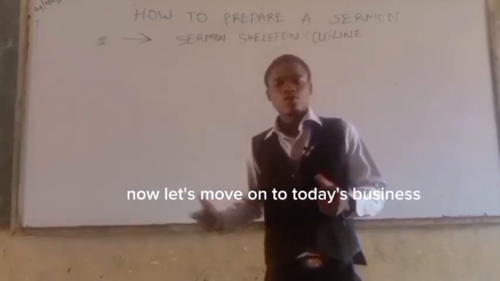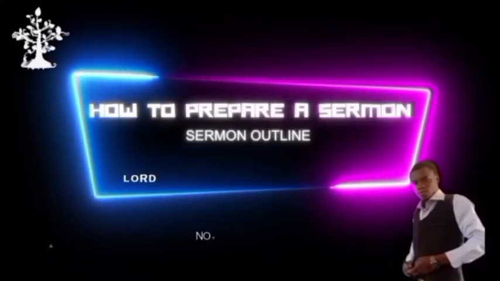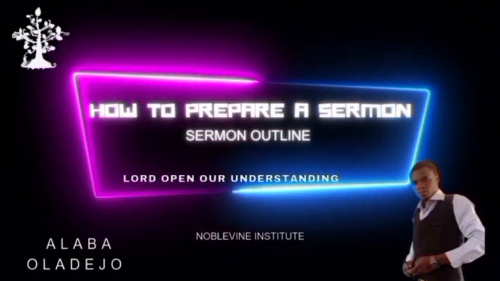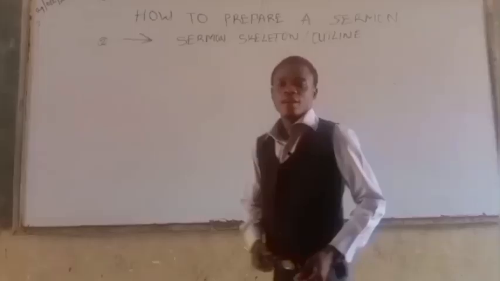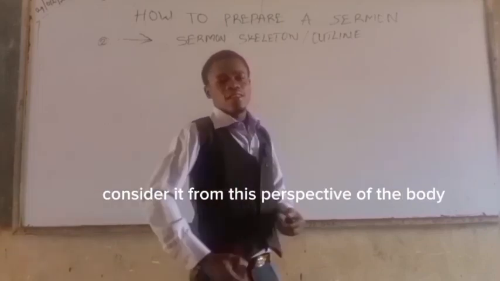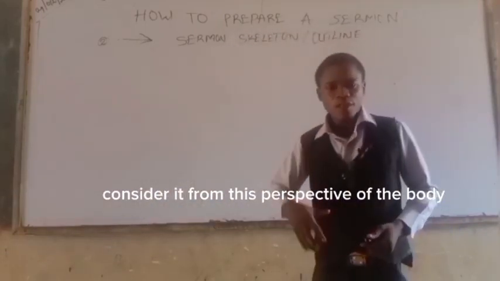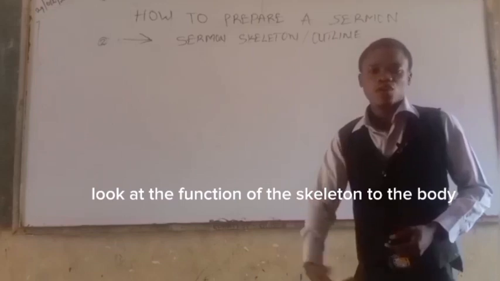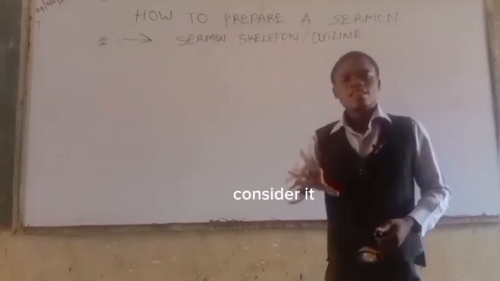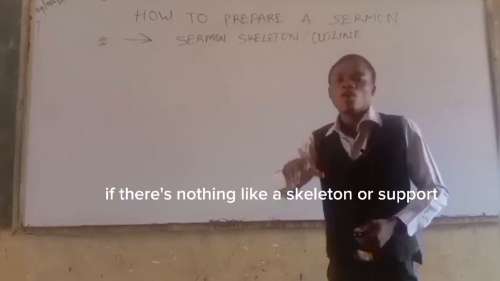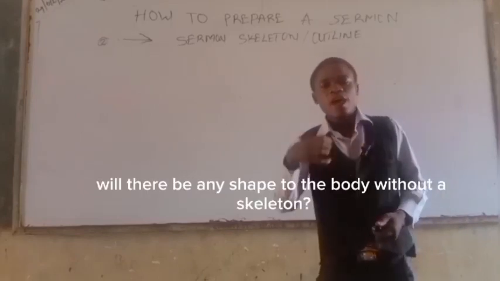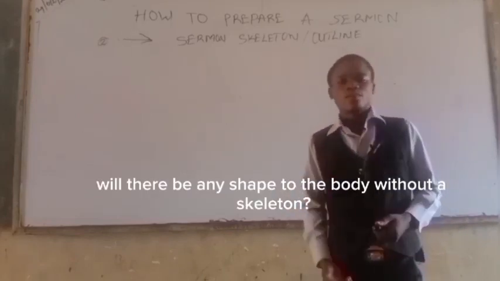Now, let's move on to today's business. Sermon outline or skeleton. Consider it from the perspective of a body. Look at the function of a skeleton to the body and also the structures you see around you. Consider if there's nothing like a skeleton or a support to any structure. Will the structure stand? Will there be any shape to the body without a skeleton?